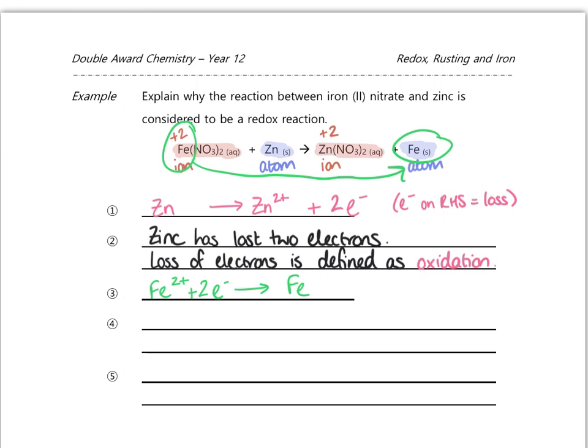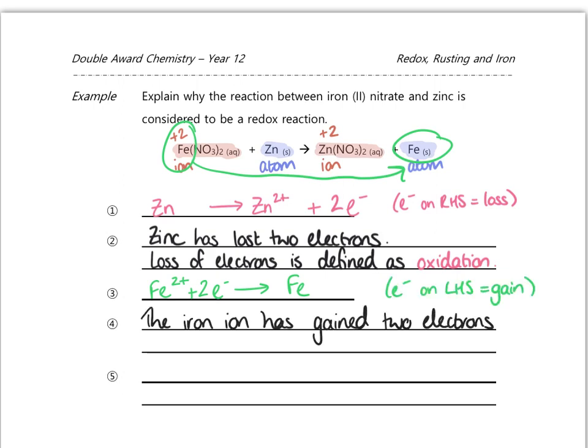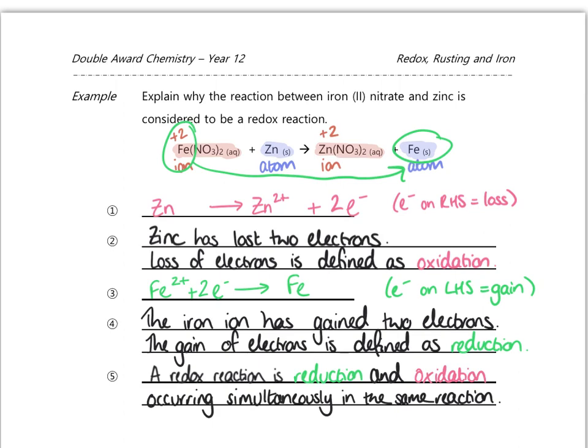Then we need to explain this half equation in words. What has happened to my iron ion? Again, if you find it difficult to see whether this is gain or loss of electrons, remember to learn the rule that electrons on the left hand side is the gain of electrons. So we can see here that the iron ion has gained 2 electrons. That should be your first sentence. And then you need to go on and say that the gain of electrons is defined as reduction. And then finally finish off with your explanation of why this is a redox reaction. Well, it's a redox reaction because you have reduction and oxidation occurring simultaneously in the same reaction. So just simply state your definition of a redox reaction.